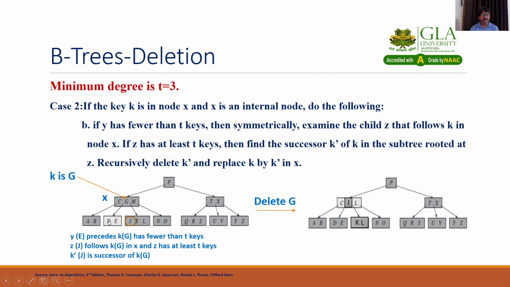So we have to consider the next child, the Z child, the right child. And if this Z child has at least T keys, what is the T number of keys in this example? 3. So this has 3. So now we will take the successor of G. We will replace this key G with its successor K dash.